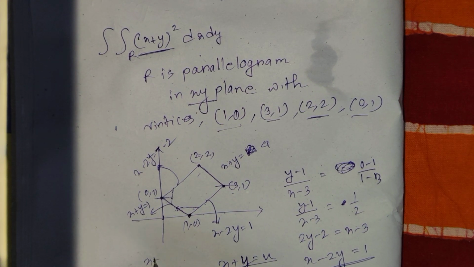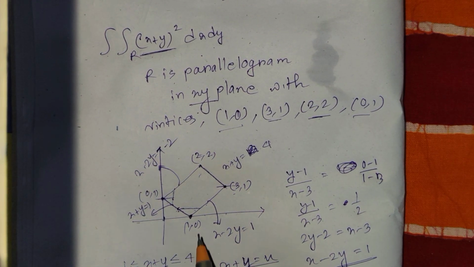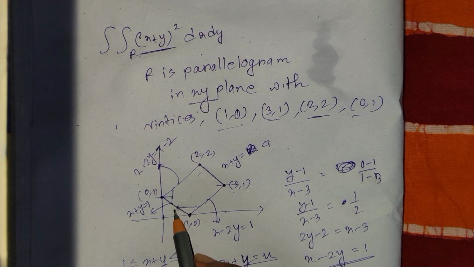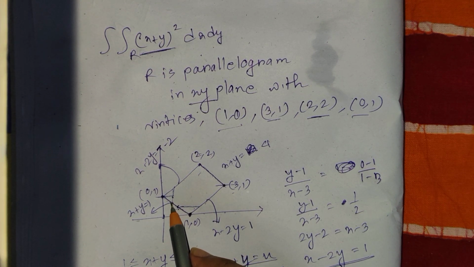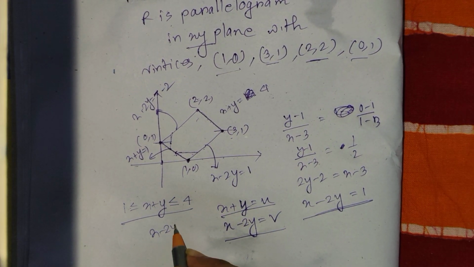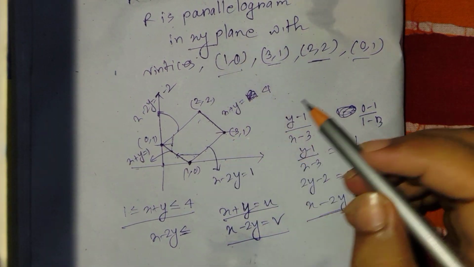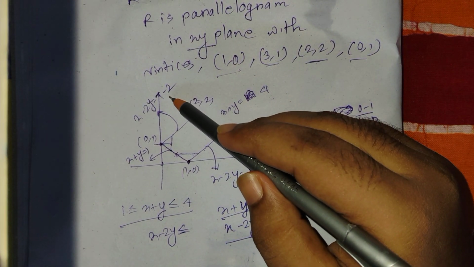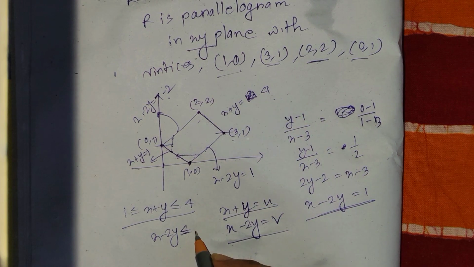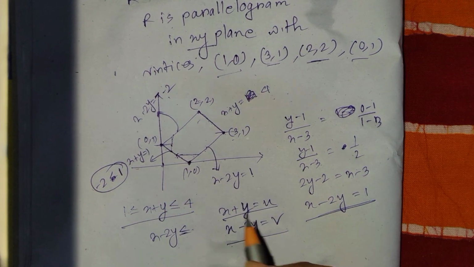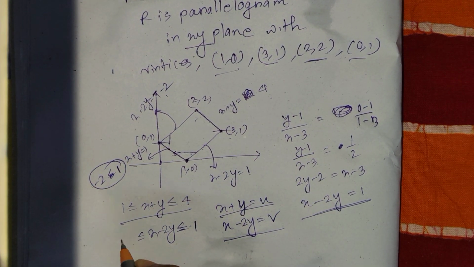So x plus y is between 1 and 4. Not the slope, I mean I'm talking about the intercepts. The first intercept, c1, is 1 and c2 is 4. So this is for x plus y. And what about x minus 2y? You can see the constant is starting from 1 and ending at minus 2. As minus 2 is less than 1, this will be 1 and this will be minus 2.